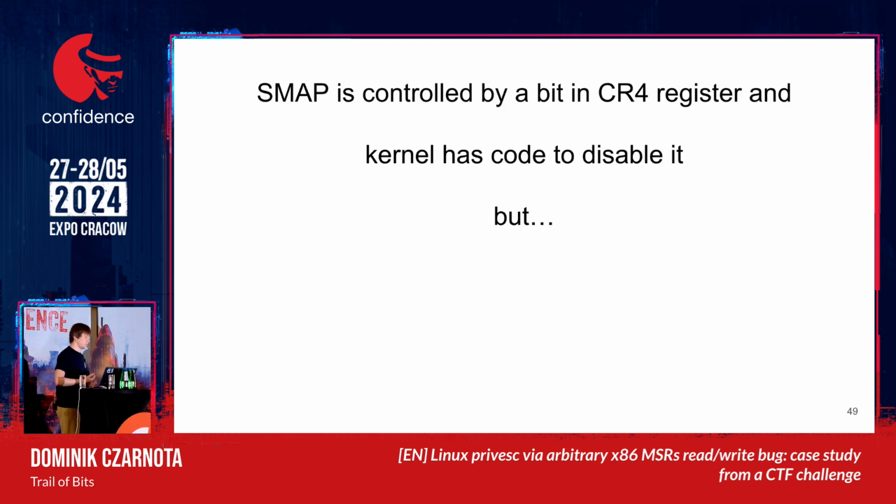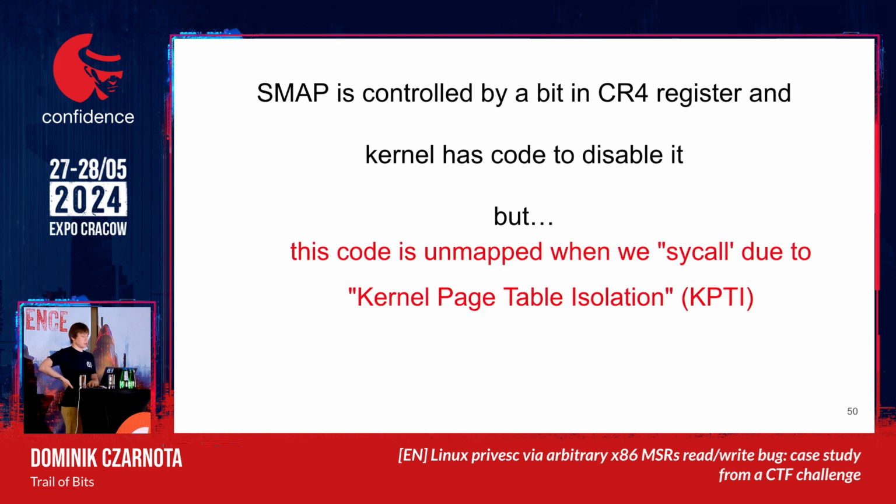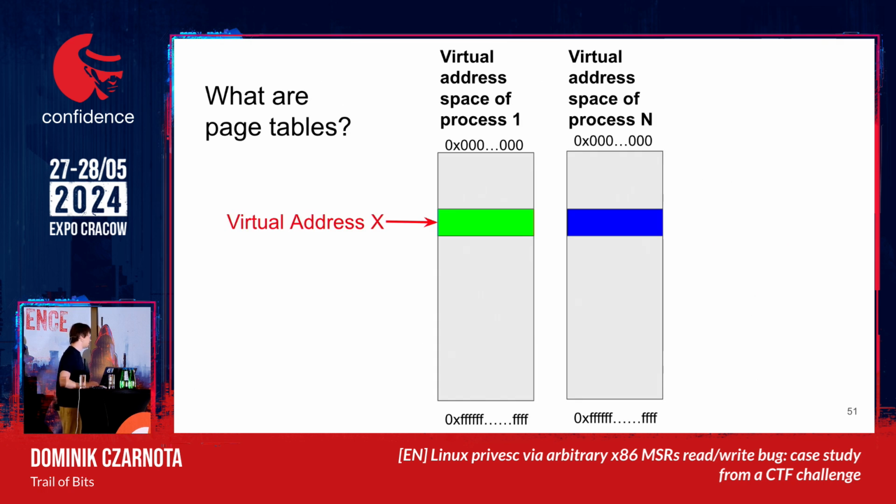So the thing is that the SMAP prevention is controlled by a bit in the CR4 register. There's a special register, control register 4, in the CPU. And the kernel has code to disable it. The problem is, while the kernel has code to disable it, this code is unmapped when we call syscall, because there is a thing called kernel page table isolation, KPTI. And before I tell you what this is, let's go over some basics.